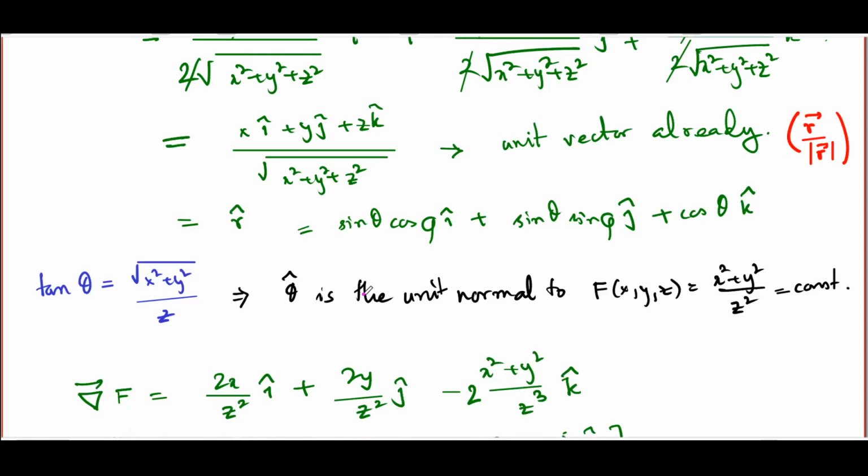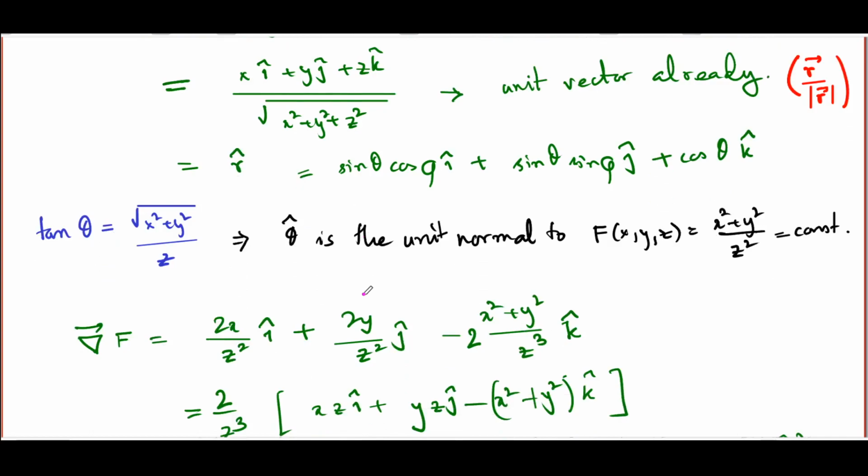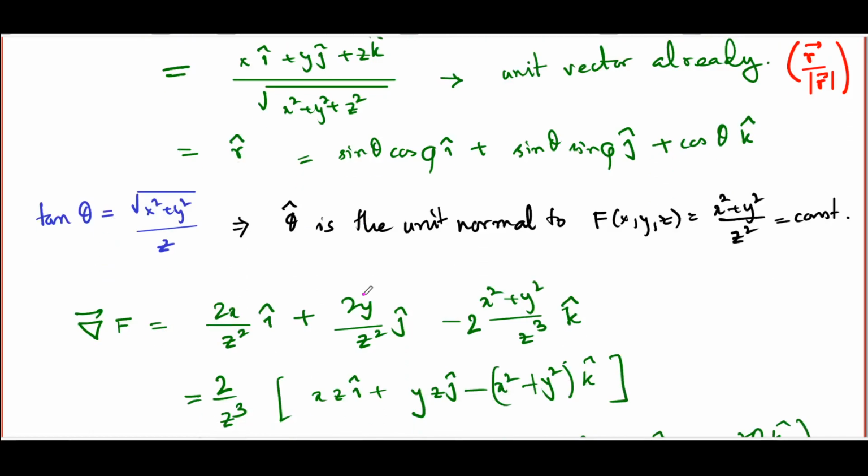If you call this function f, x square plus y square by z square, you are going to get 2x over z square, that's for the x component, that's absolutely trivial. Similarly, 2y by z square, as well as the third, the z component, is also pretty simple. Minus 2 (x square plus y square) by z cube. Now, if you take 2 by z cube common out, you are going to get (xz) i plus (yz) j minus (x square plus y square) k.